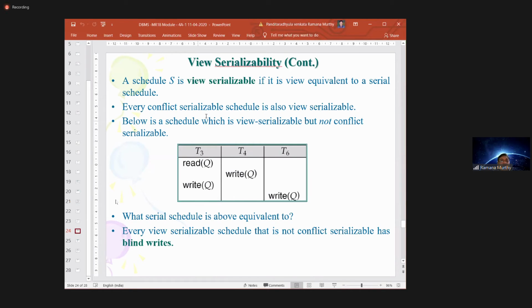Okay, so for example here in the view serializability we are having a schedule T3, T4, T6. T4 is reading modified whatever the value reading by T3. T3 is reading the initial value. T4 is modifying a value. Whatever the value modified by T4 was once again reading and once again modified by T3. Whatever the value by variable, it has to modify in the T6. But is it serializable or not?